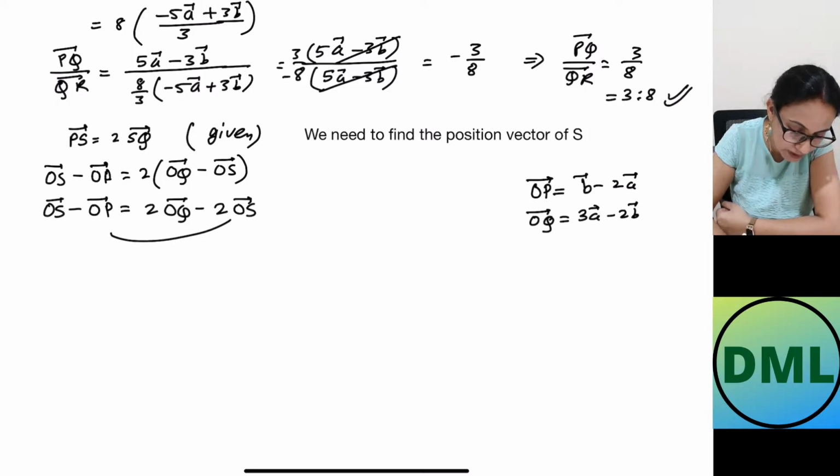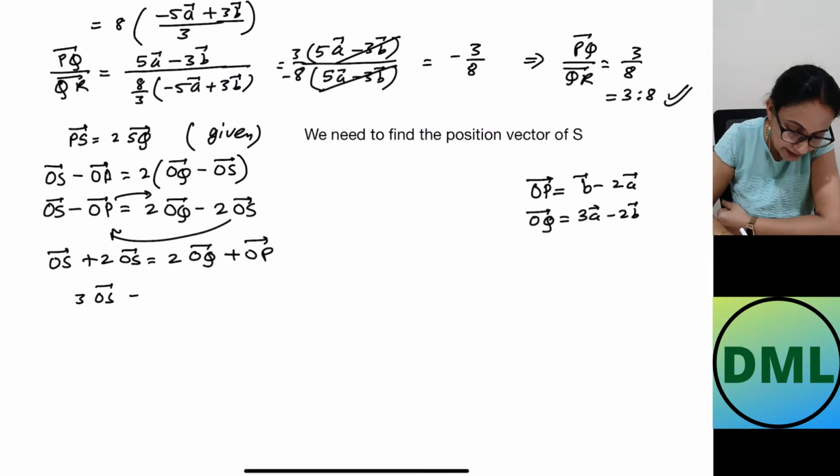Now move this OS vector on left hand side. So it will be OS plus 2OS is equal to 2OQ. Move this OP on right hand side. It will be plus OP. OS plus 2OS will give you 3OS is equal to 2 times OQ plus OP vector.